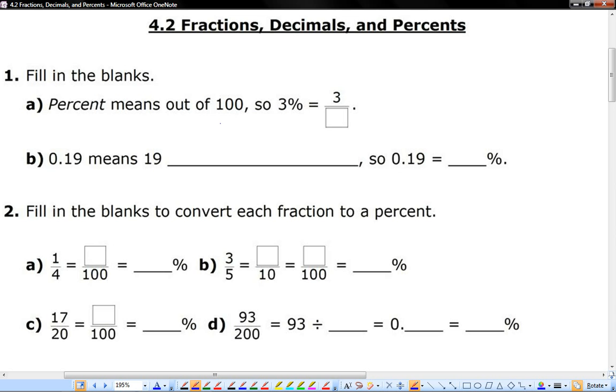Okay, question number 1 here, we're going to fill in the blanks. Percent means out of 100, so 3% is really a fraction with a denominator of 100. Easy way to convert a percent into a fraction.